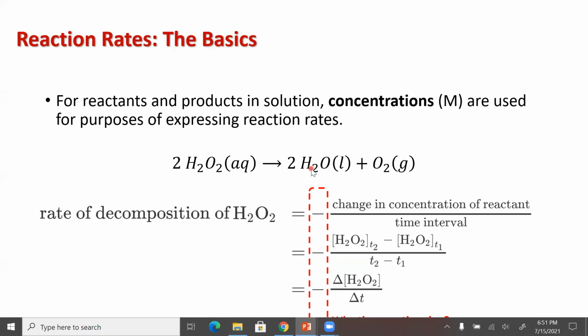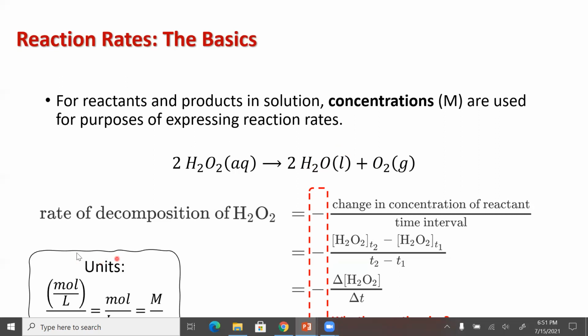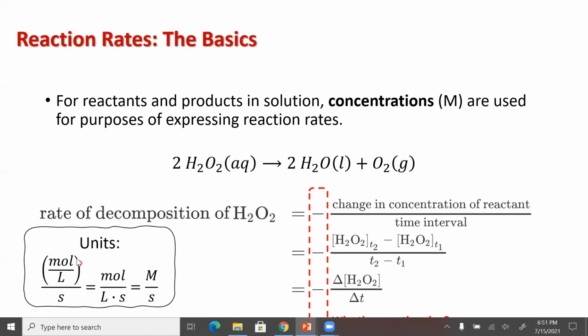Products will be positive values because they're being produced. So when we talk about the units, they could be moles per liter per second. It's one way it could be written. Or since liters is in the denominator, we could say moles per liter second. It's just another way of writing the same thing. And since moles per liter really means molarity, we could write it as molarity per second.